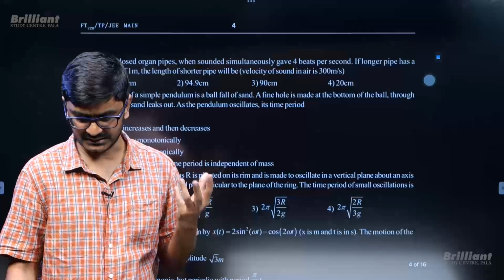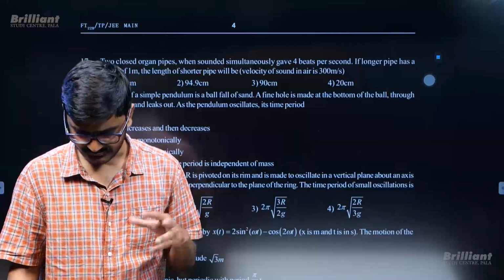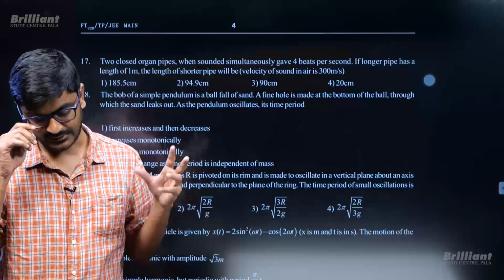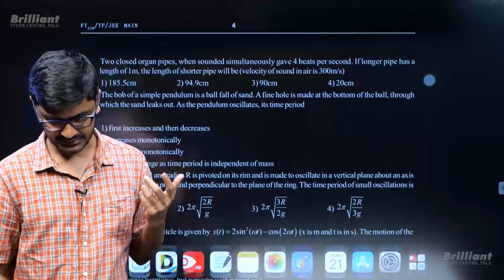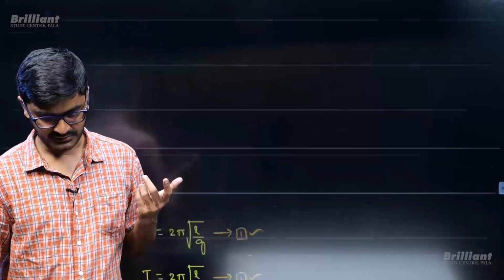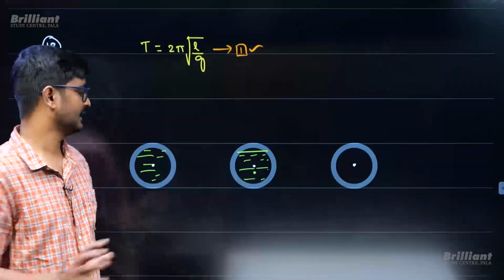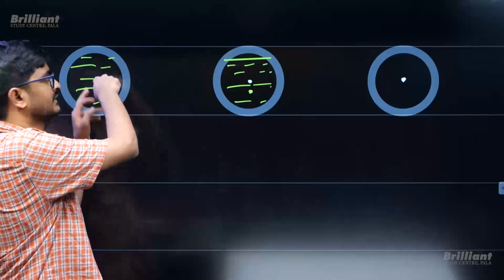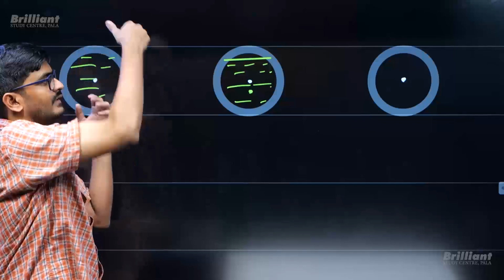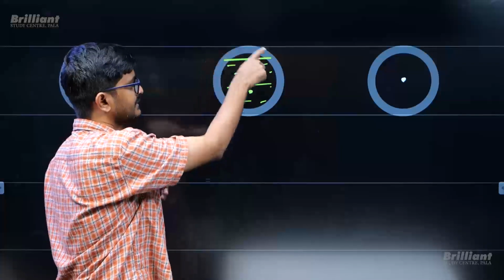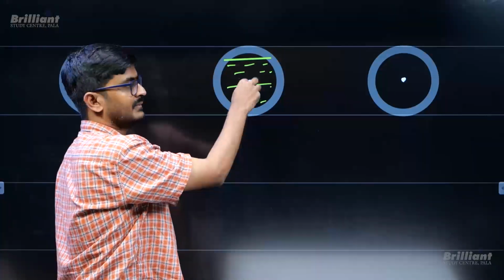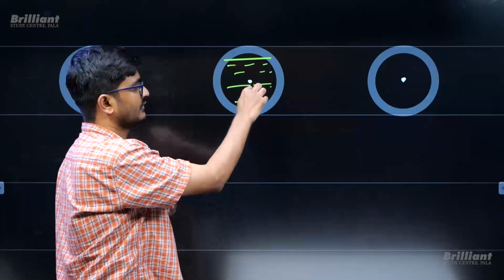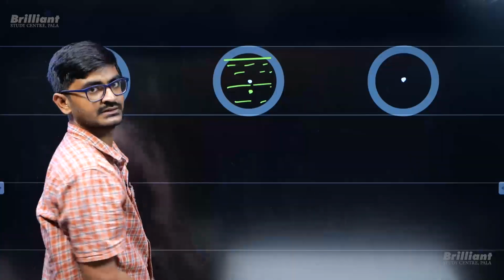The bob of a simple pendulum is a ball full of sand. A fine hole is made at the bottom of the ball through which the sand leaks out. As the pendulum oscillates, you need to find what is the time period. Now time period of pendulum is 2 pi into root of L by g. When there is a bob full of sand, center of mass will be here. That is the length. Now when the sand is leaking, center of mass of the bob will be here, but the center of mass of the sand is going down. So net center of mass of these two things will be somewhere here. You can see center of mass shifted downwards.